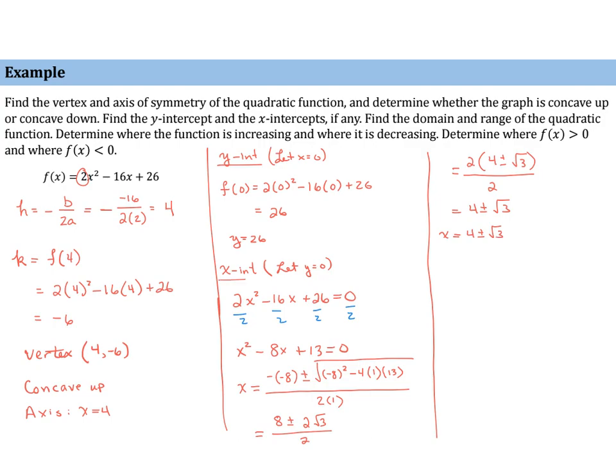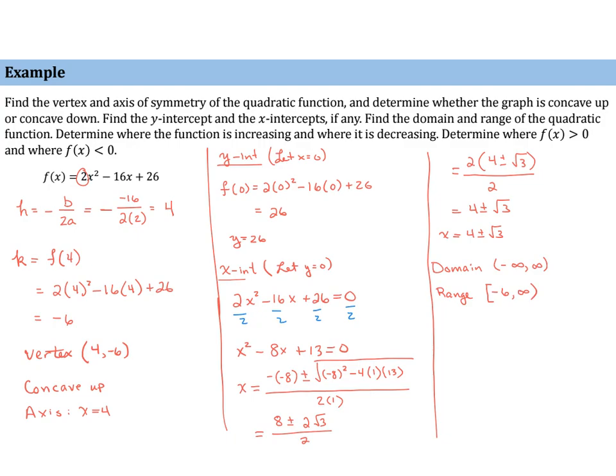Now, whenever we're looking at the domain and the range, the domain of any quadratic function is all real numbers. The range is found by thinking through this. Vertex is 4, negative 6, and it's concave up. So this is the lowest point, and I know it's the lowest point because it is concave up. So the lowest value is negative 6, and it goes up from there. So the range is negative 6 to infinity.